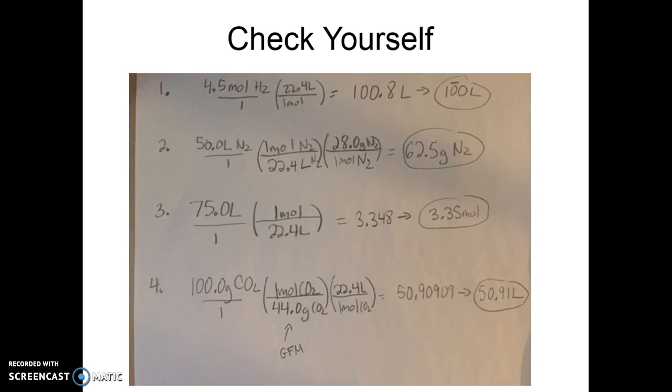Here are the answers to the 4 problems that were on the last slide. Please check your work against my answer key.